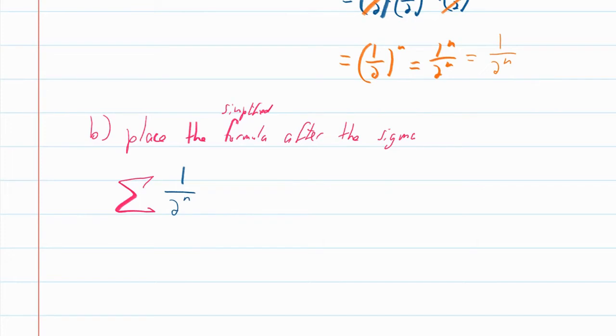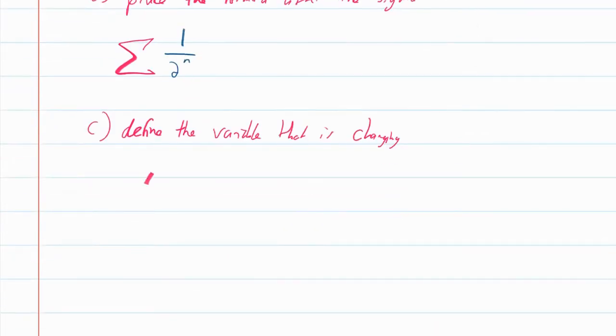Sigma to me looks like something that's gobbling things up, and it means the sum of all the 1 over 2 to the n's. Step 3 is to define the variable that is changing. So in this case, we have the sum of all the 1 over 2 to the n's, but I'm going to define the variable down here. I'm going to put n equals.